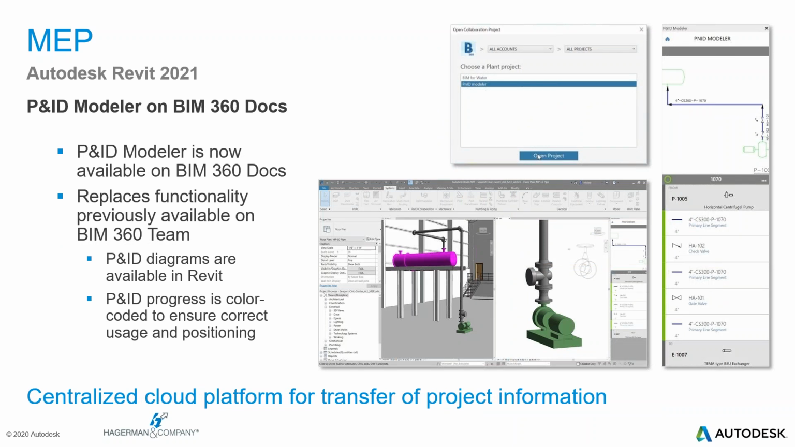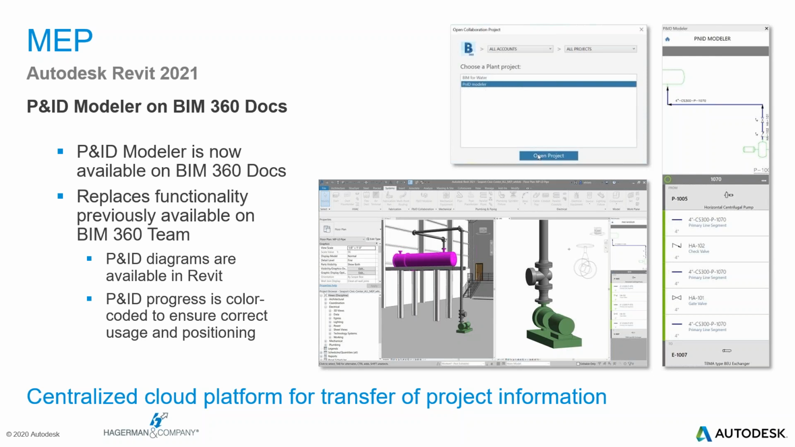The Revit connector for PNID creates a connection between Revit and the Plant 3D PNID schematic diagrams to enable pipe modeling in Revit from BIM 360 Docs. This replaces functionality previously available on BIM 360 Team.